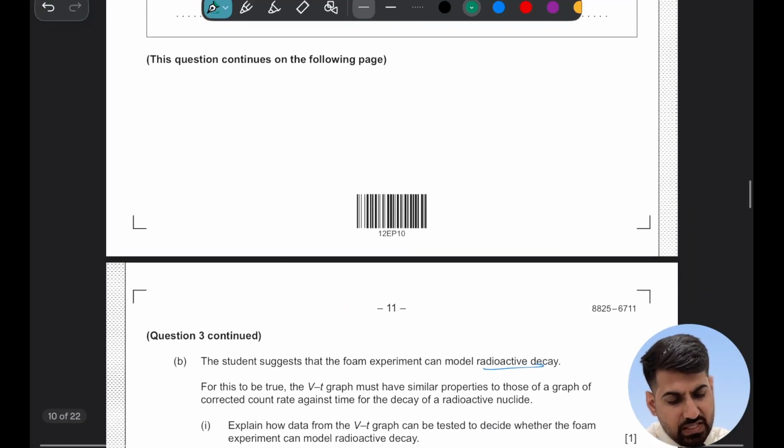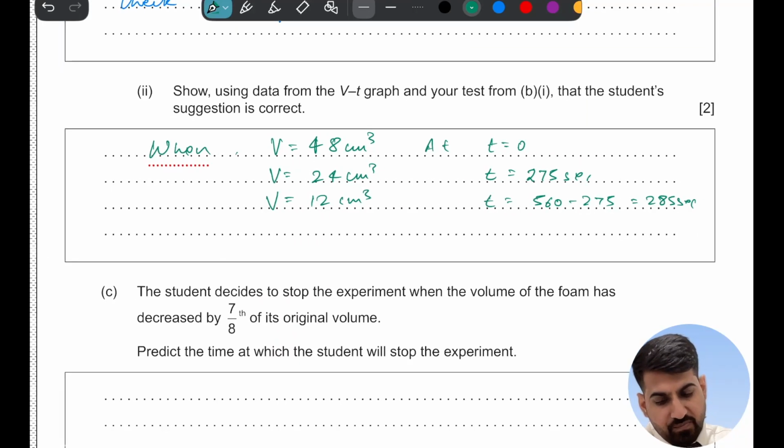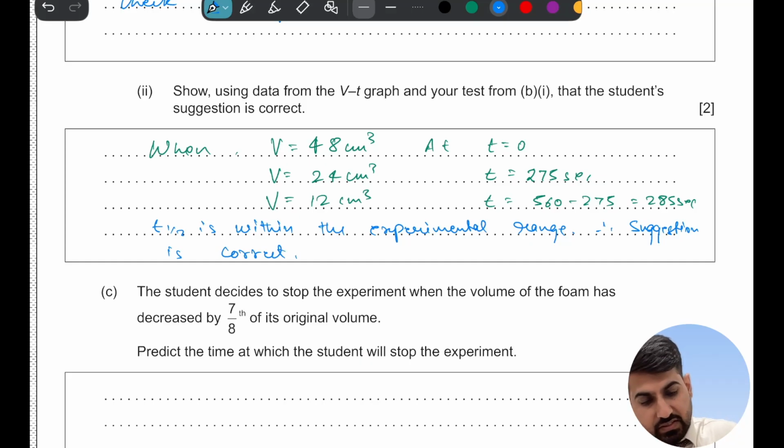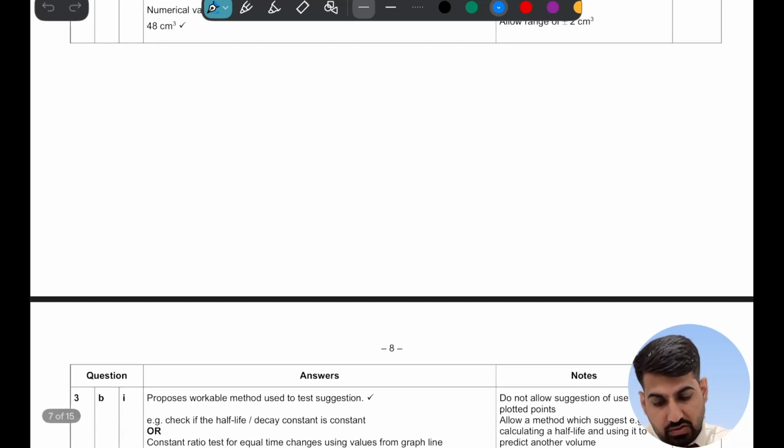Yeah, so roughly we can say this is within the experimental range. So we can say the suggestion is correct because the data lies within the experimental range. The t half is within the experimental range, and therefore the student's suggestion is correct. So let us see what the marking scheme says about these two questions.